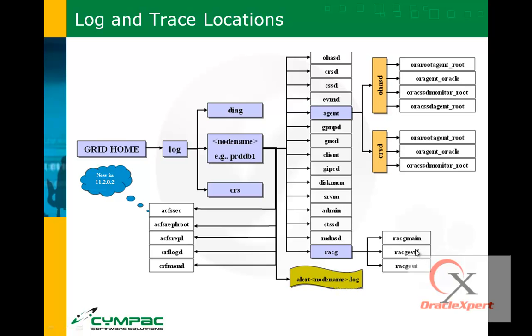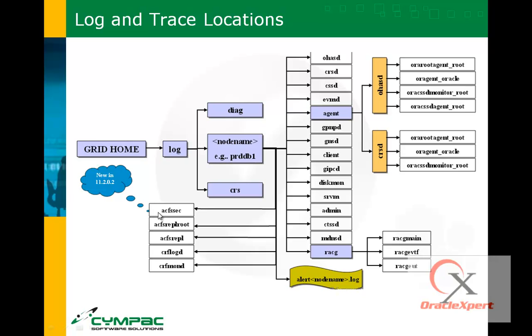RACG is for callouts: custom written scripts I told you, to trap an event thrown by EVMD. I am trapping it and I may take a corrective action, called user callouts, so that I can check the log with respect to the customization in RACG.